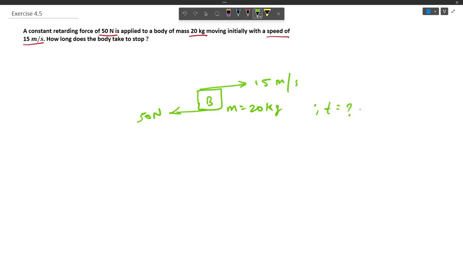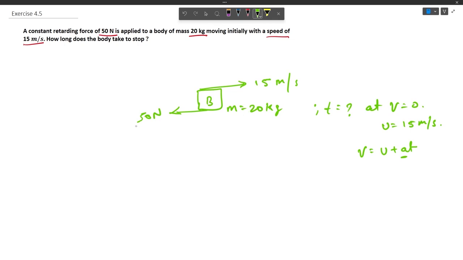Time t equals what at v equals 0, given that u equals 15 meter per second. From the equation of motion we know that v equals u plus at, where v stands for final velocity, u stands for initial velocity, a stands for acceleration, and t stands for time taken. Now we have to find the acceleration because this is the unknown value here.